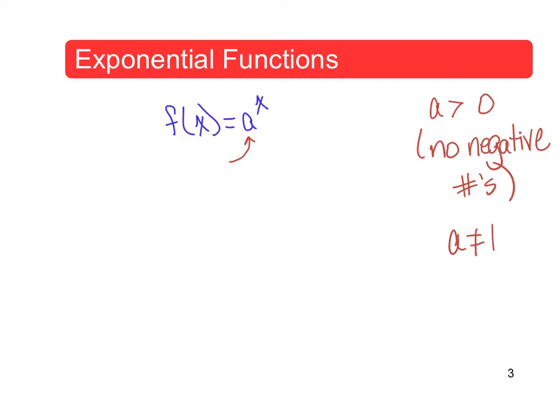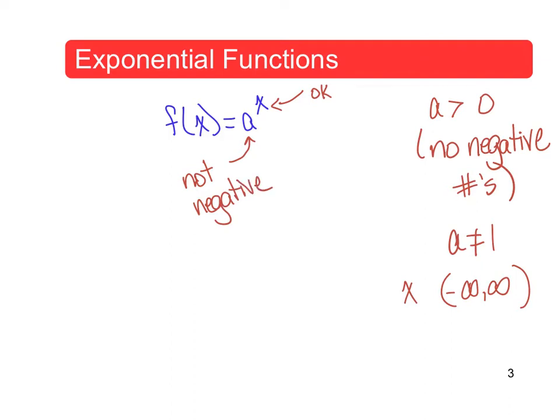Now, x is our unknown. x is our exponent right here, and x is any real number. So it's okay for our exponent to be negative. Our base cannot be negative, and that's the number that we're raising to an exponent. But it is okay to have a negative exponent.